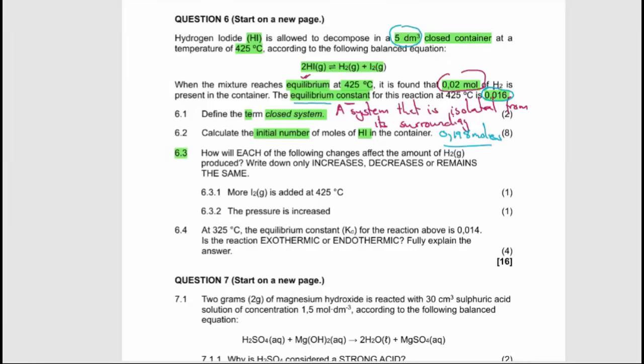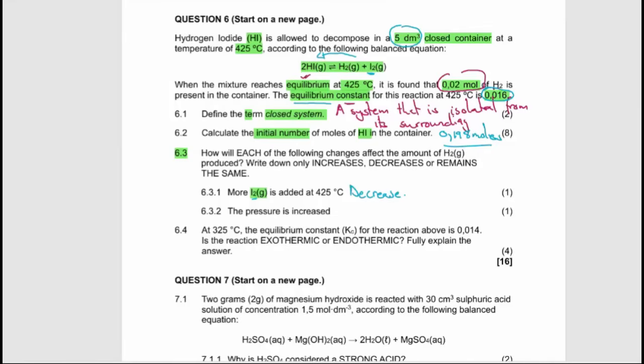It says, how will each of the following changes affect the amount of hydrogen gas produced? Only increase, decrease, or remain the same. So more iodine gas is added. What will happen? The answer is decrease. Why? Because we're adding more of the I2, which is our product in this case. So we increase its concentration, therefore the reverse reaction is going to be favored.